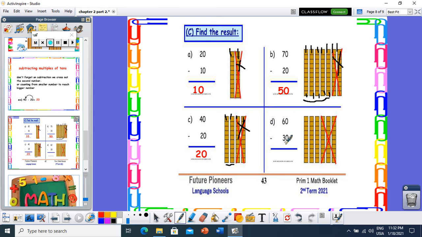60 minus 30. So I have to draw 1, 2, 3, 4, 5, 6. Minus 30, which means I cross out 3 bars of chocolate. So I'll cross out 3. How many remain? 1, 2, 3. 3 on the magical hand is what?